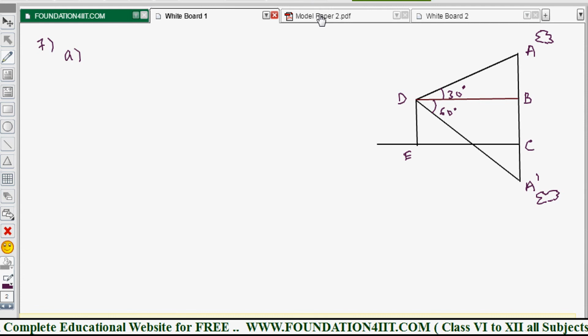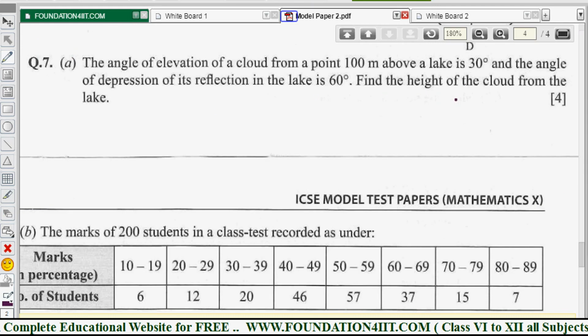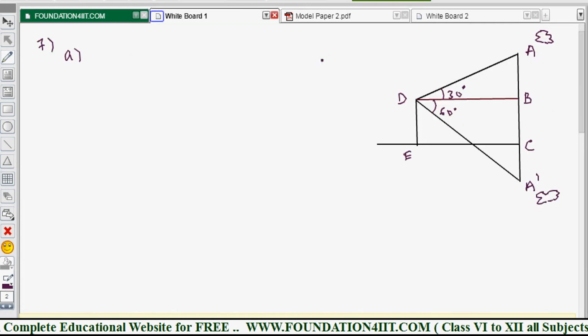Okay, now in this, find the height of the cloud from the lake. The angle of elevation of the cloud from the point 100 meters above the lake is 30 degrees. 100 meters above, that means this is 100 meters. Now the height of the cloud, let it be AC. Now take x meters from A to B. And by taking all this, x, this total AC is the height above the lake.